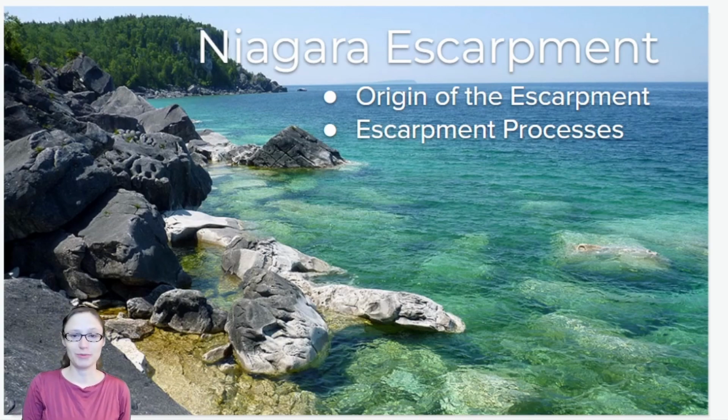Many of you might be familiar with the Niagara Escarpment as the place where the Niagara River flows over at Niagara Falls, but it's actually a really intensely long land feature that stretches all the way from New York State, through southern Ontario, across the southern part of the Georgian Bay, and then back down into Michigan. We'll be looking at things like the origin of the escarpment and some escarpment processes.